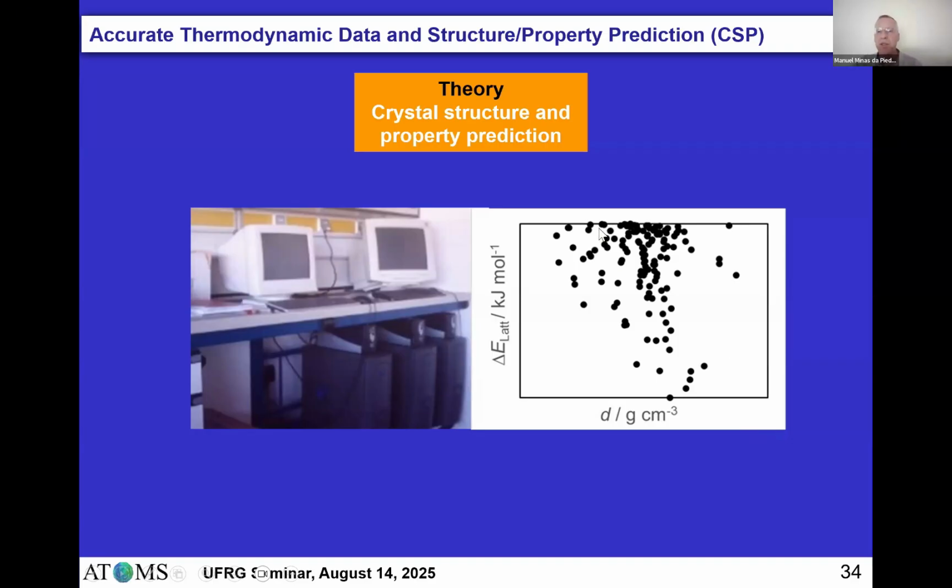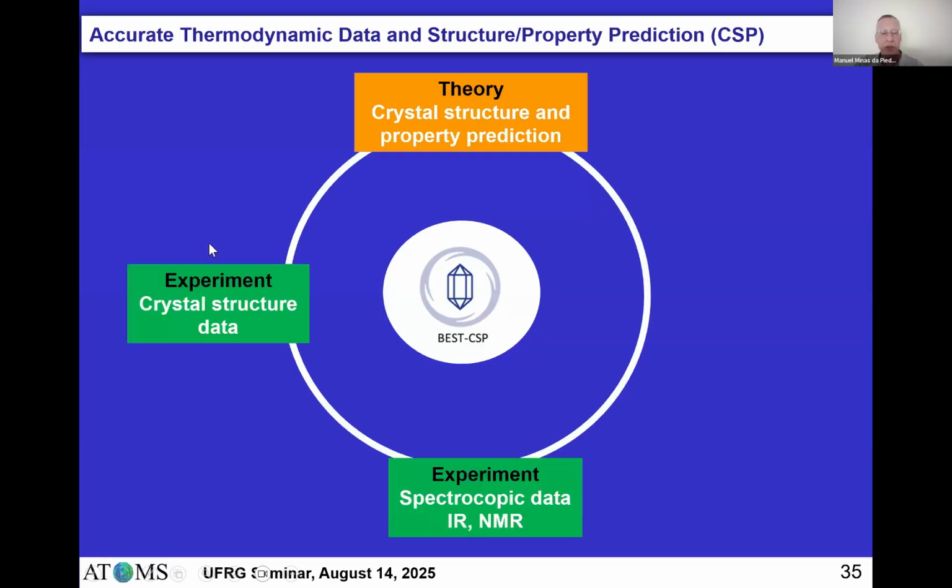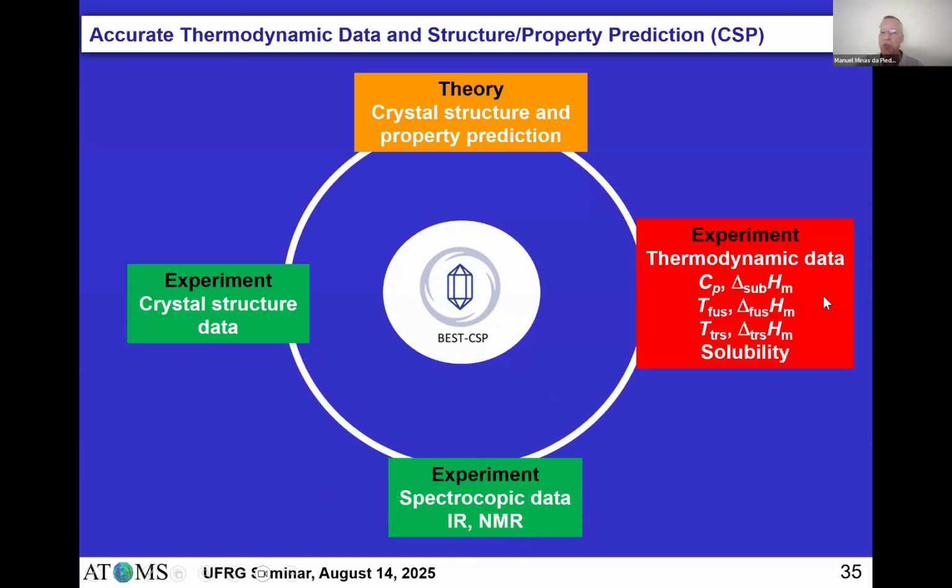And so that's why that European initiative I told you about, which is called BEST CSP, was organized. CSP stands for Crystal Structure Prediction. We have theoreticians, and then we have people who are experts on solving crystal structures. We also have experts on spectroscopic data, mainly infrared and NMR. And we have thermodynamicists, people determining heat capacities, entropies of sublimation, entropies of fusion, temperatures of fusion, solubility measurements. The theoreticians will tell us there are these molecules which they find challenging and interesting for developing their methods.